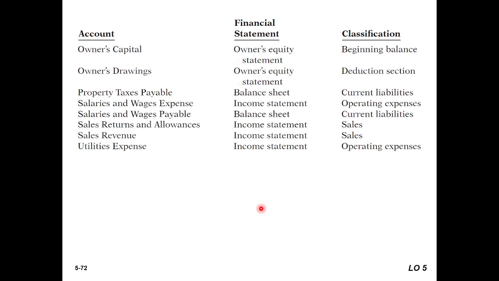Depreciation expense on equipment, income statement. Gain on disposal of plant asset, other revenues and gains. Insurance expense, income statement. Interest expense, income statement. Interest payable, balance sheet. Inventory, balance sheet. Land, balance sheet. Notes payable, balance sheet, long-term liabilities. Owner's capital, owner's equity statement, beginning balance. Owner's drawings, owner's equity statement, deduction section. Property tax payable, balance sheet, current liabilities. Salaries and wages expense, income statement, operating expenses. Salaries and wages payable, balance sheet, current liabilities. Sales returns and allowances, income statement, sales. I am reading out like a news reader, and you will not find any other difficulties.